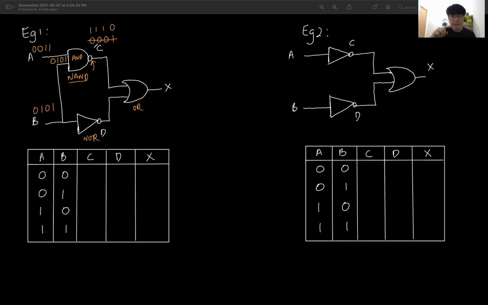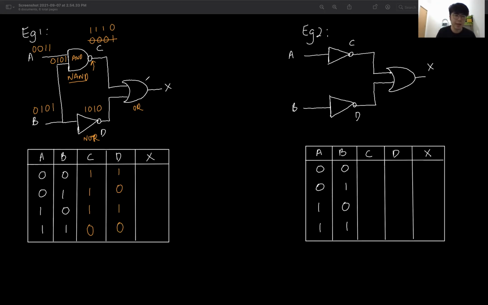So at C, the outcome of C is 1, 1, 1, 0. I write it down here, 1, 1, 1, 0. Okay, let's see D. This is the NOT gate. Whatever is the input, we take the inverse of it. So B is input 0, 1, 0, 1, so it becomes 1, 0, 1, 0. So D is 1, 0, 1, 0.